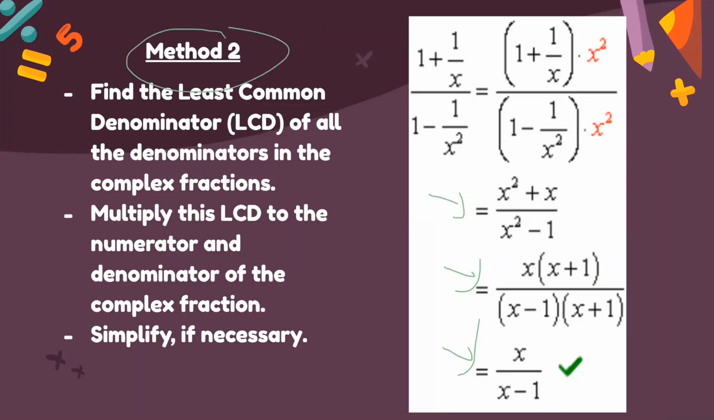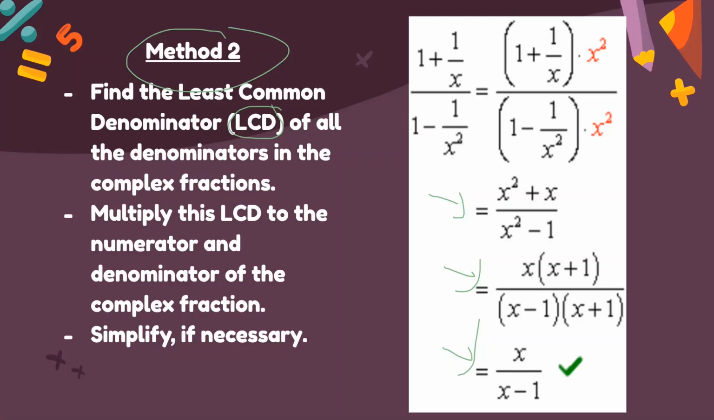So the first step in this method is to find the least common denominator, or the LCD, for all the denominators in the complex fractions. So you have to find the least common denominator for all the smaller fractions that you have in the bigger fraction. Yeah? So your first step is to find that. And while you're trying to find the LCD, you don't actually have to show your work. You can either do it mentally or just do it on a piece of scrap paper or at the side.